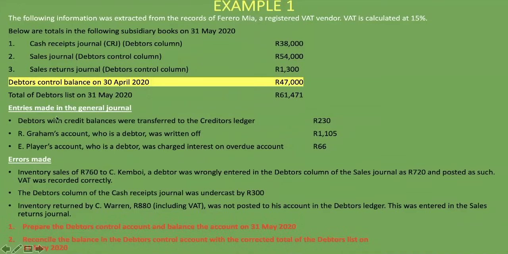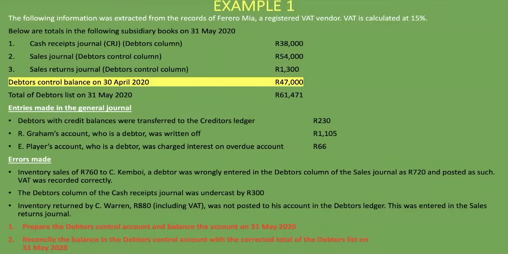The entries made in the general journal, we're told debtors with the credit balance were transferred to the creditors ledger. That does not. R. Graham's account, who is a debtor, was written off. That does not affect our CRJ or our cash receipts journal. E. Player's account, who is a debtor, was charged interest on overdue account. That does not as well. Inventory sales of 760. A debtor was wrongly entered in the debtors column of the sales journal as 720. That does not. And then the debtors column of the cash receipts journal was undercast by 300 Rand.